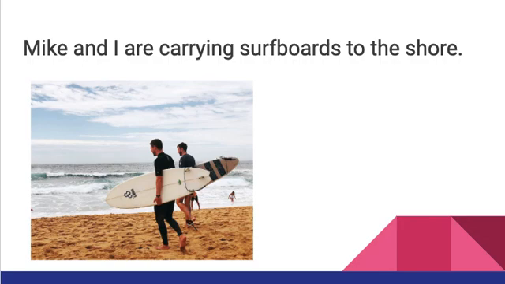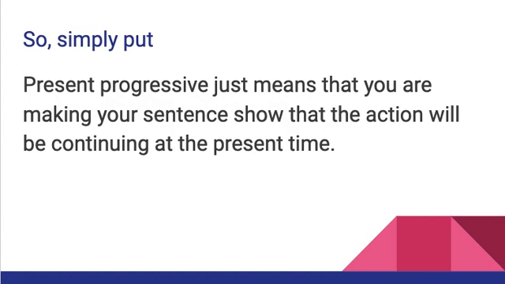So, with that being said, present progressive just means that you're making your sentence show that the action will be continuing at the present time. That's really all it is.